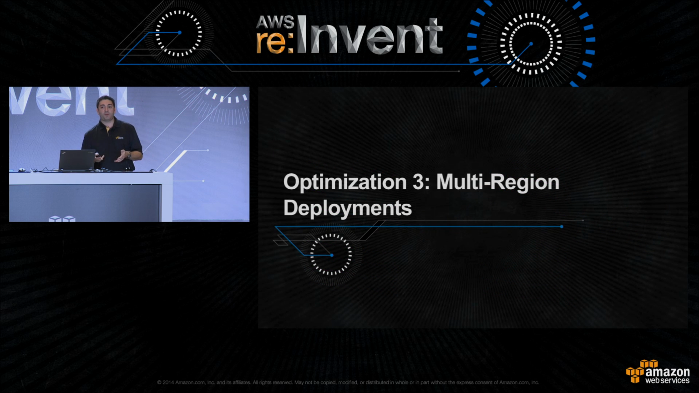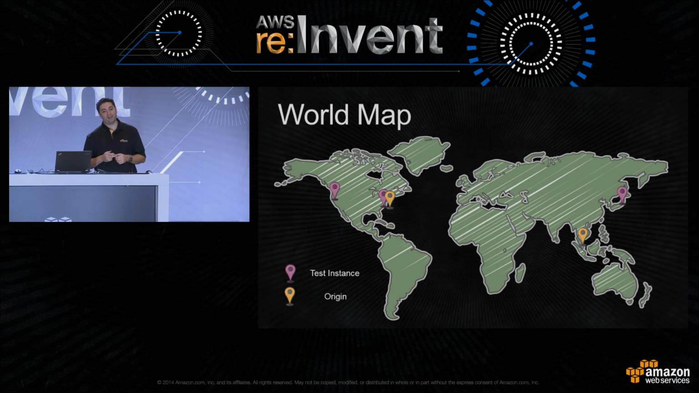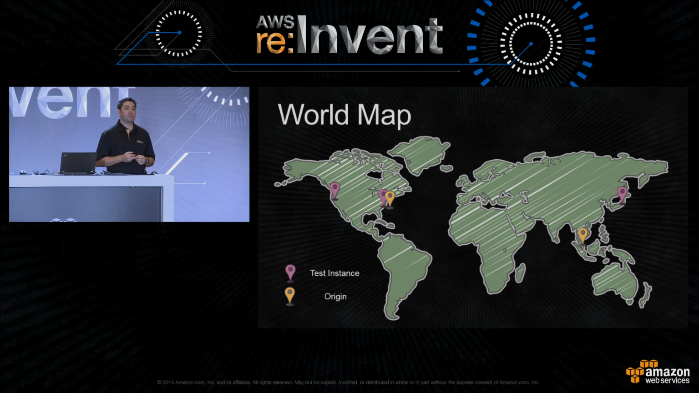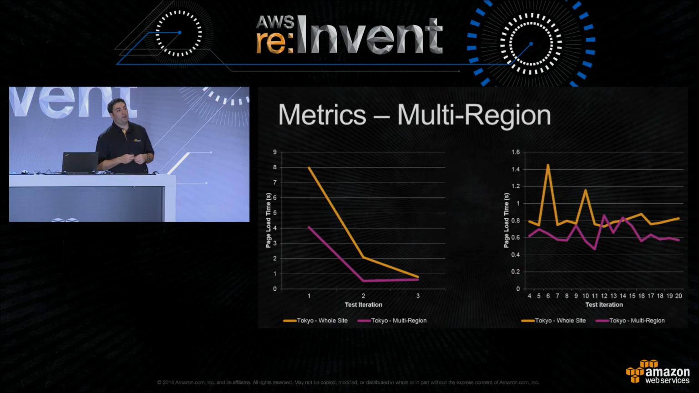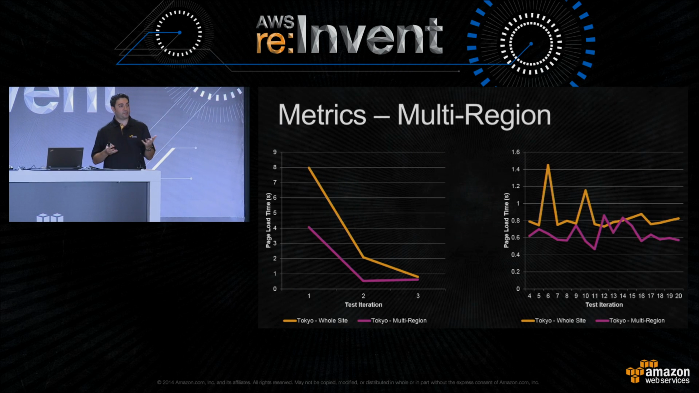All right, so the next optimization I want to talk about is a multi-region deployment. So here we're going to look actually at a map first. What I did is deploy a second origin in Singapore. And we have the same 3 test instances. And so let's look at the numbers now. I'm only going to show you for Tokyo because that's the only place this is going to matter. Oregon's going to still go to Virginia. So Tokyo now will hit Singapore for its origin.